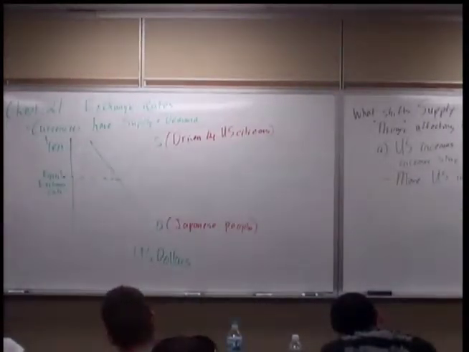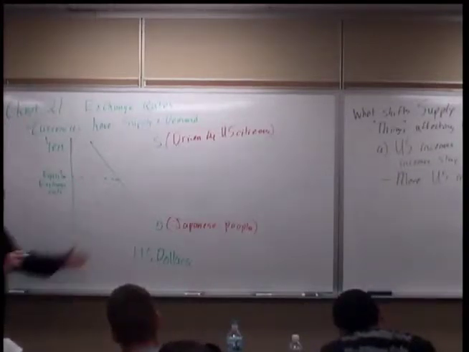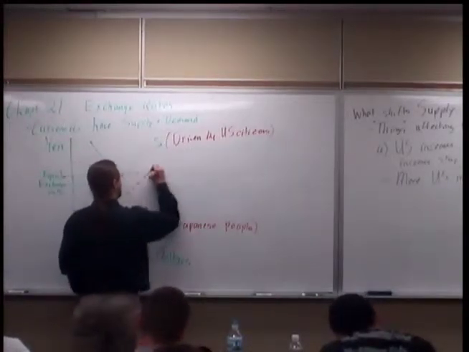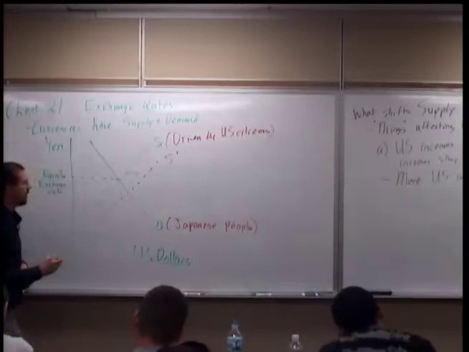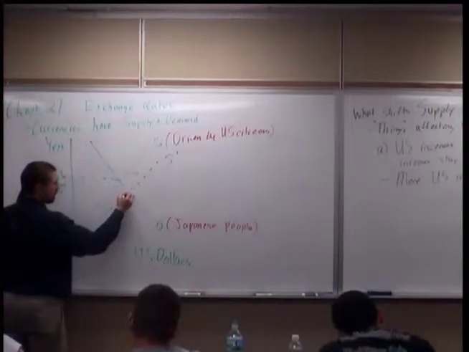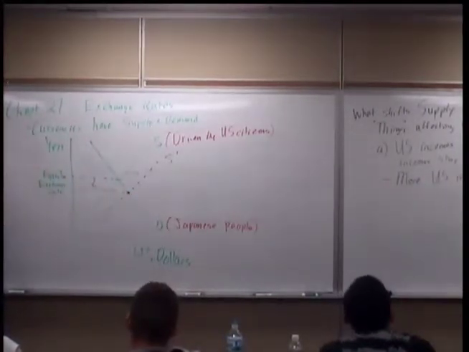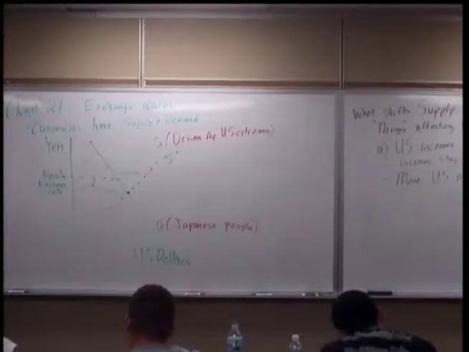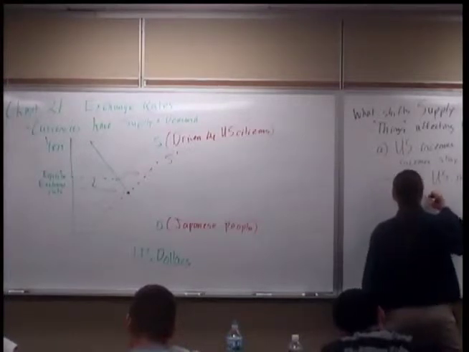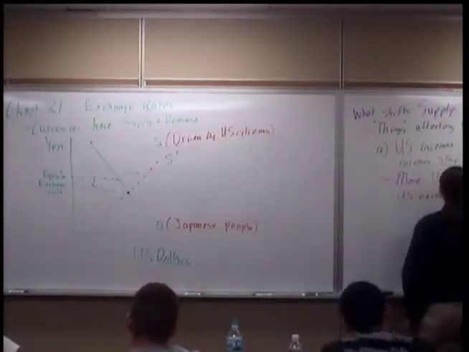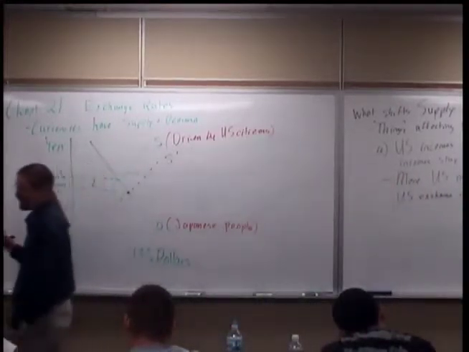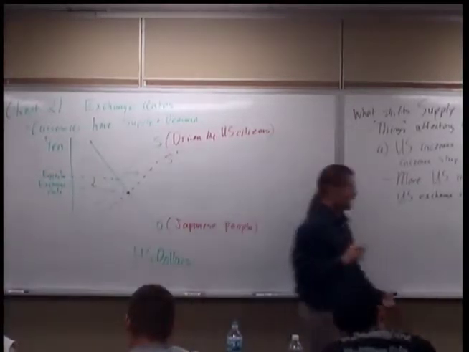So if supply increases, now what are you guys going to do? You're going to shift supply. Kick butt, let's shift supply. Here's our new supply curve. What happened to our exchange rate? It went down. All right, so our American dollars will buy less currency. The U.S. exchange rate falls, so we will buy less yen per dollar, and the American dollar weakens.